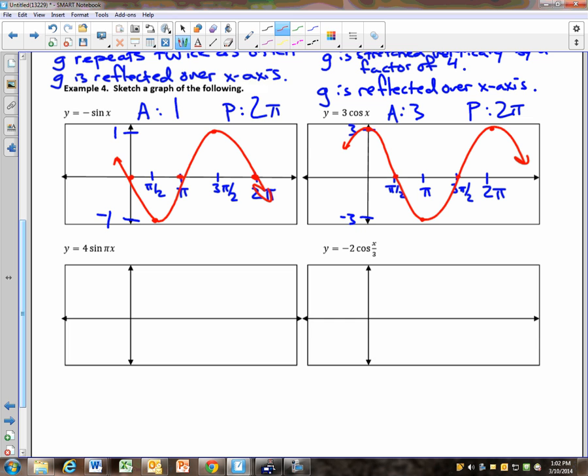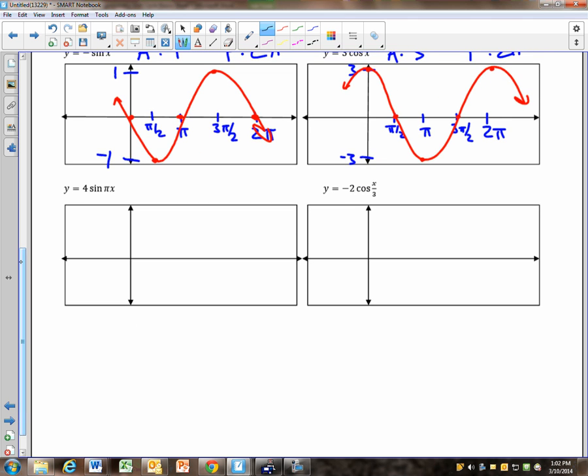I think we'll get the last 2 in. Very efficient. What's the amplitude for that one? 4. What's the period? 2. Just mark them.